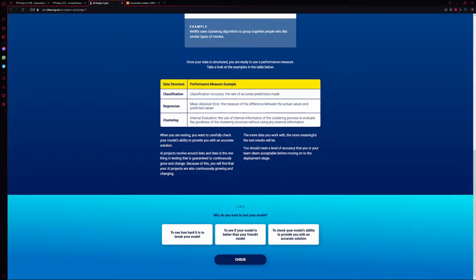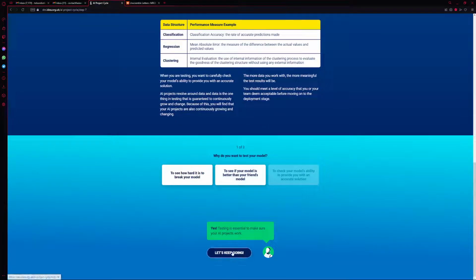Why do you want to test your model? To see how hard it is to break your model? To see if your model is better than your friend's model? To check the model's ability to provide you with an accurate solution? That's what you want to do. Yes. Let's keep going.